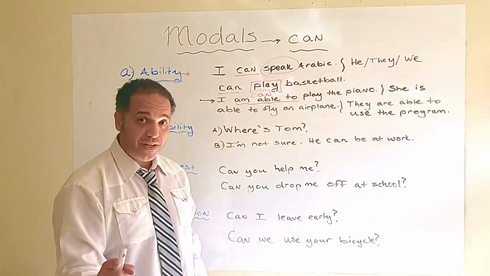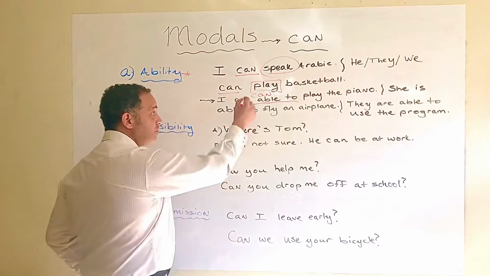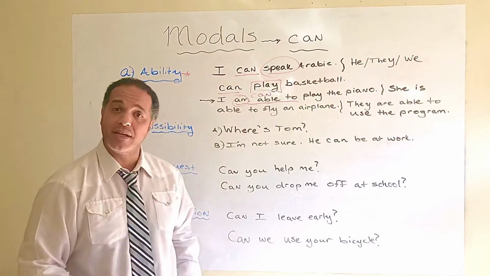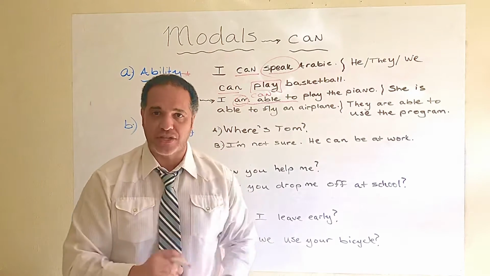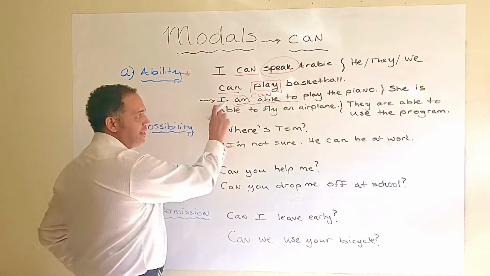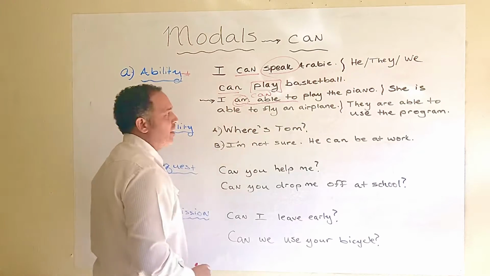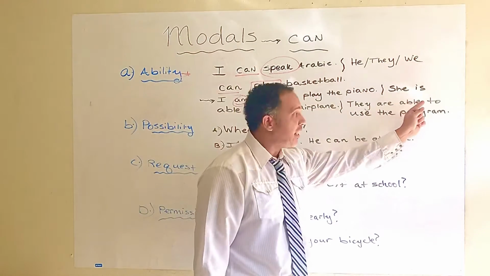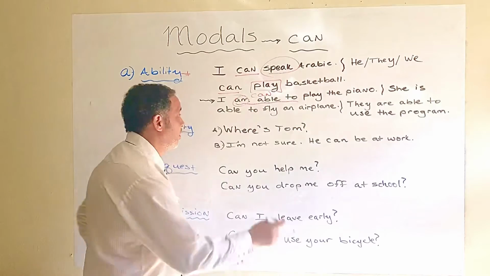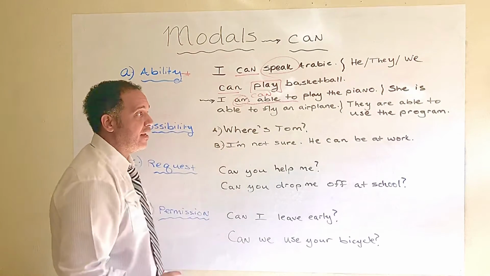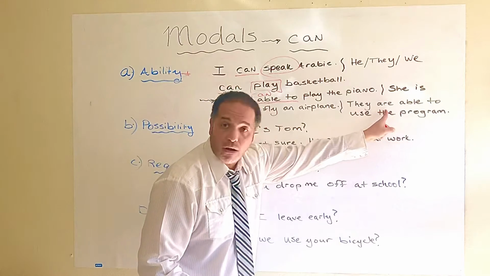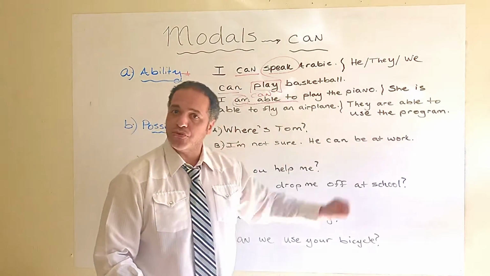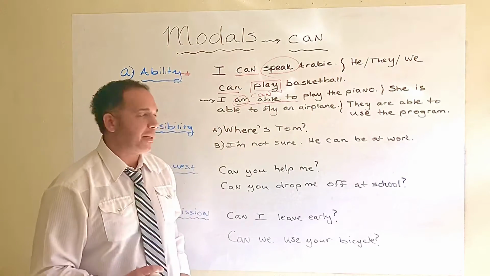Now, the one difference is this one has the verb be. And you have to be careful. You have to make sure that it is adjusted for the subject. If I say I, it should be am. If I say she, then I need to say is able to fly an airplane. If they, I need to say they are able to use the program. So just keep that in mind.